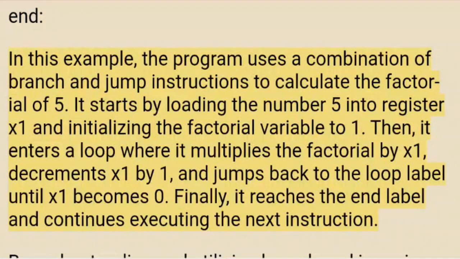In this example, the program uses a combination of branch and jump instructions to calculate the factorial of 5. It starts by loading the number 5 into register x1 and initializing the factorial variable to 1. Then, it enters a loop where it multiplies the factorial by x1, decrements x1 by 1, and jumps back to the loop label until x1 becomes 0. Finally, it reaches the end label and continues executing the next instruction.